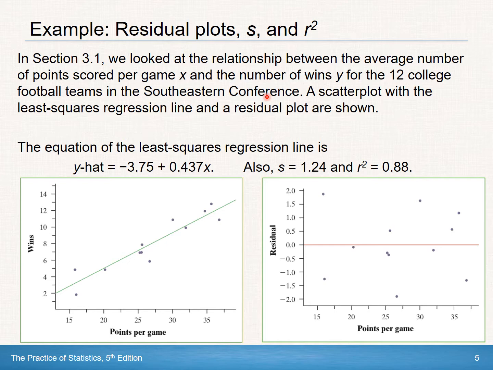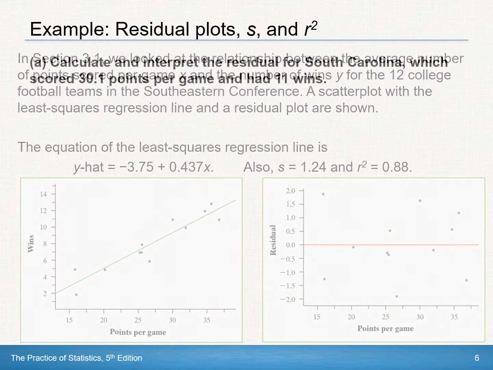It says in 3.1, we looked at the relationship between the average number of points scored per game X and the number of wins Y for 12 college football teams in the SEC. A scatter plot with the least squares regression line and a residual plot are shown. So they give us y hat, which remember is the predicted value, and they also tell us S, which is 1.24, and R squared, which was 0.88. Notice our residual plot, there's no pattern, so that means that a linear model is reasonable.